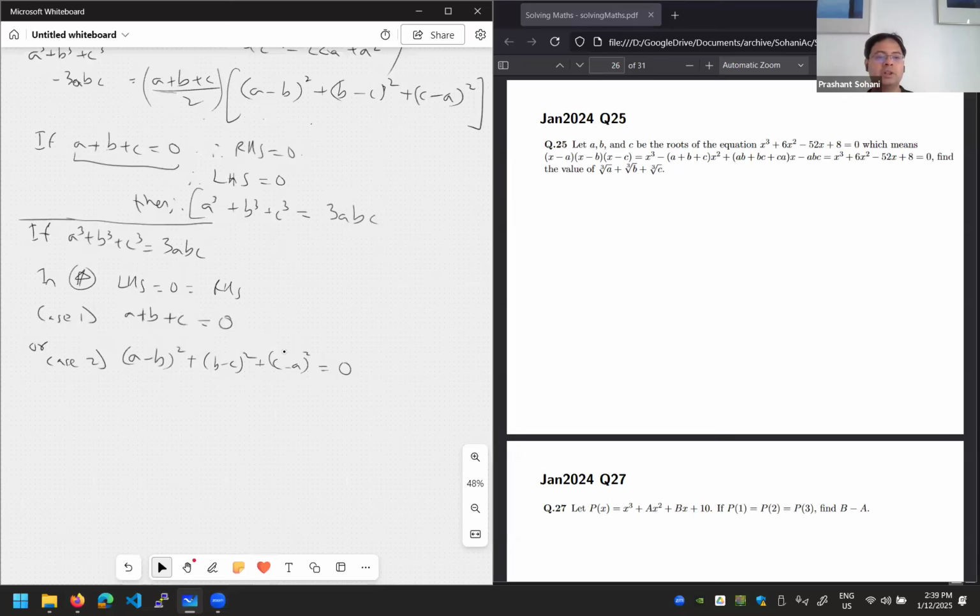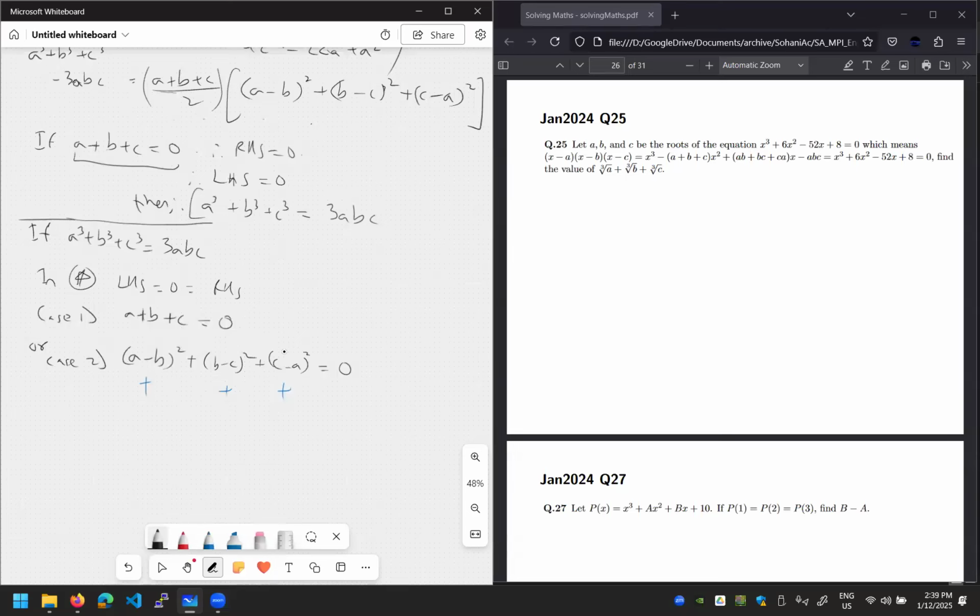What is the only way in which, see, when you have a perfect square, we all know that a perfect square cannot be negative. It can only be 0 or positive. So if all these three brackets are positive, then the sum will be positive. How can the sum be 0? So what is the only thing that is allowed? Sir, a, b, c need to be complex.